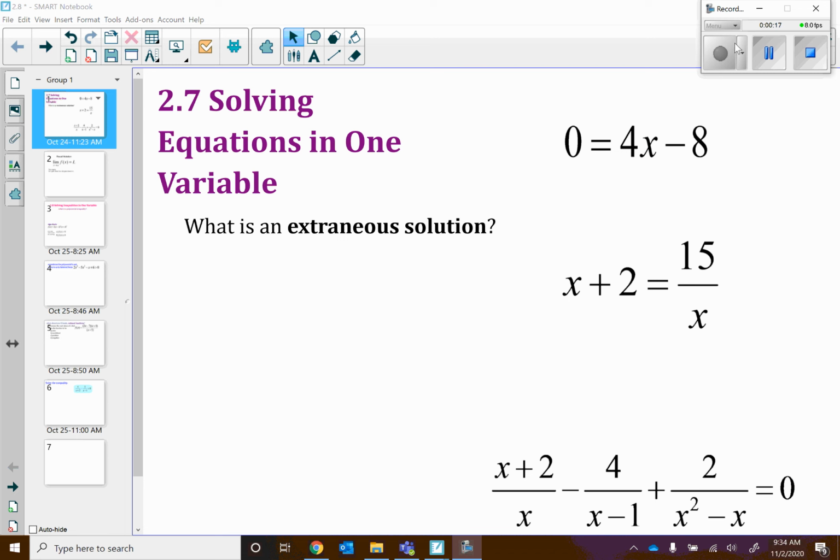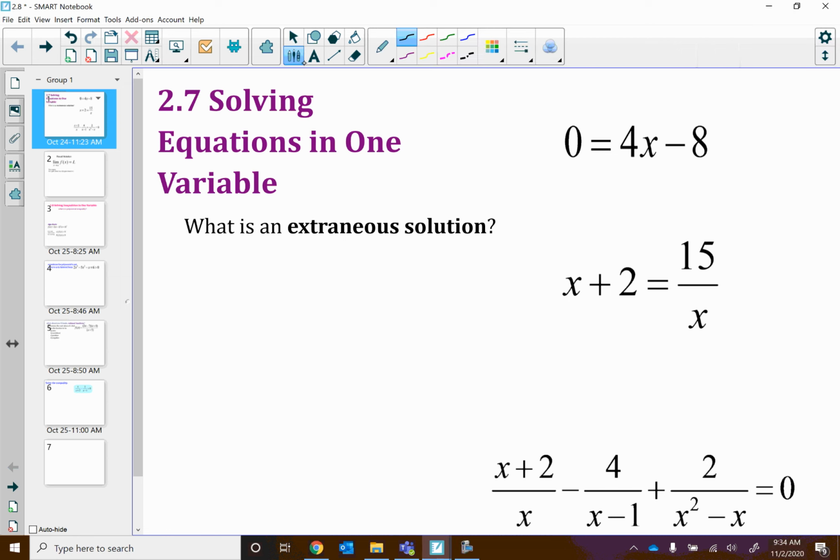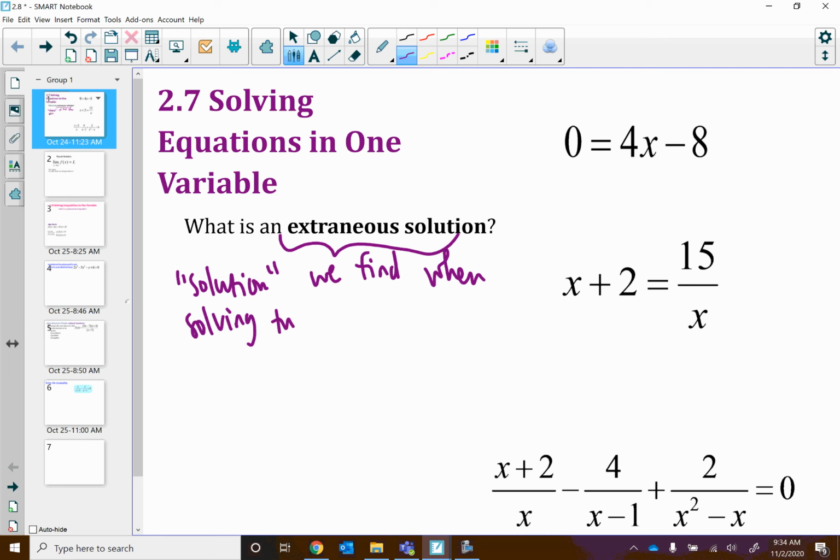That's probably something you've heard before, and maybe you remember, but an extraneous solution is a, quote unquote, solution we find when solving that does not actually make the equation true.